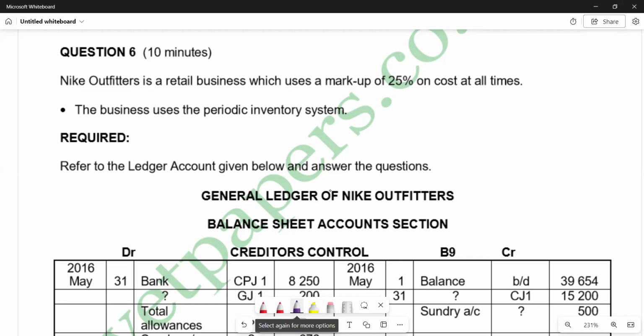In this video, we want to look at a question on the general ledger. So we're going to go through the question and answer what follows.